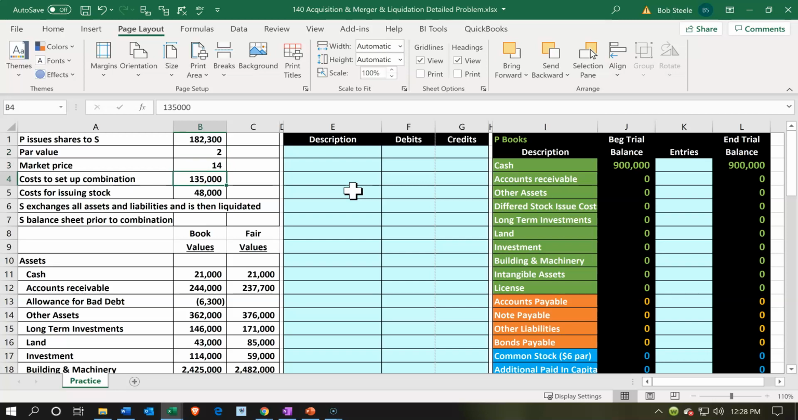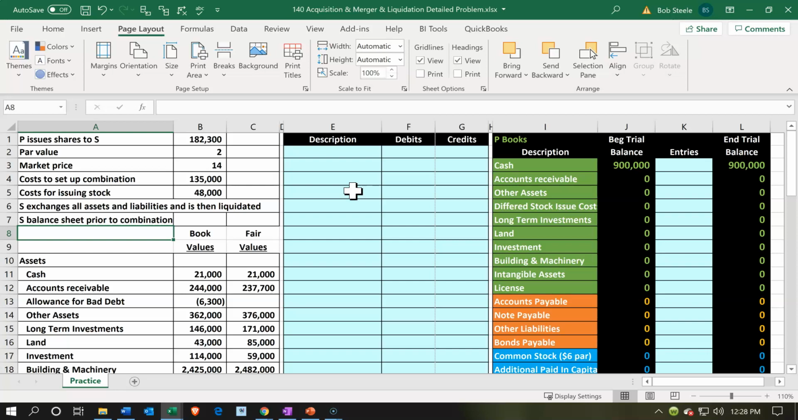And then we have the cost to set this up is going to be 135,000. That's going to be the cost of setting this thing up. Then we have the cost for the issuing of the stock itself of the 48,000. All right. And then S exchanges all assets and liabilities and then is liquidated. So the S is going to, all the assets will be purchased by P. S will then basically be an empty shell at that point and will be basically liquidated at that time.